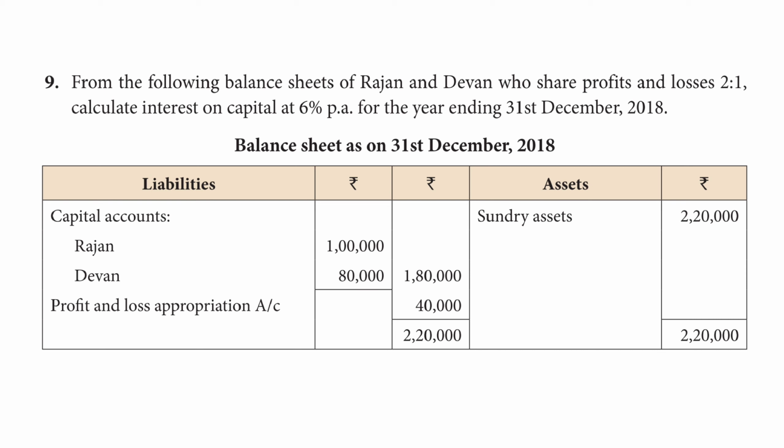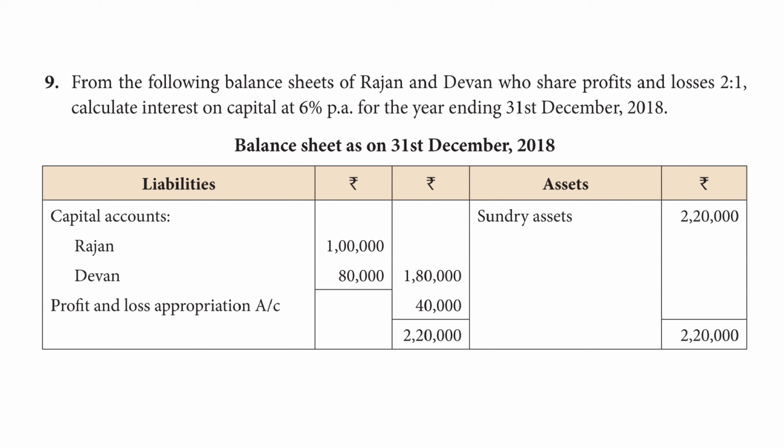Next, they have given us a profit and loss appropriation account on the liability side, 40,000, and they have given sundry assets of 2,20,000. Now the remaining part of the sum: on 1st April 2018, Rajan introduced an additional capital of 40,000. Closing is 31st December, that you must keep in mind. Then on 1st September, Devan is introducing 30,000.